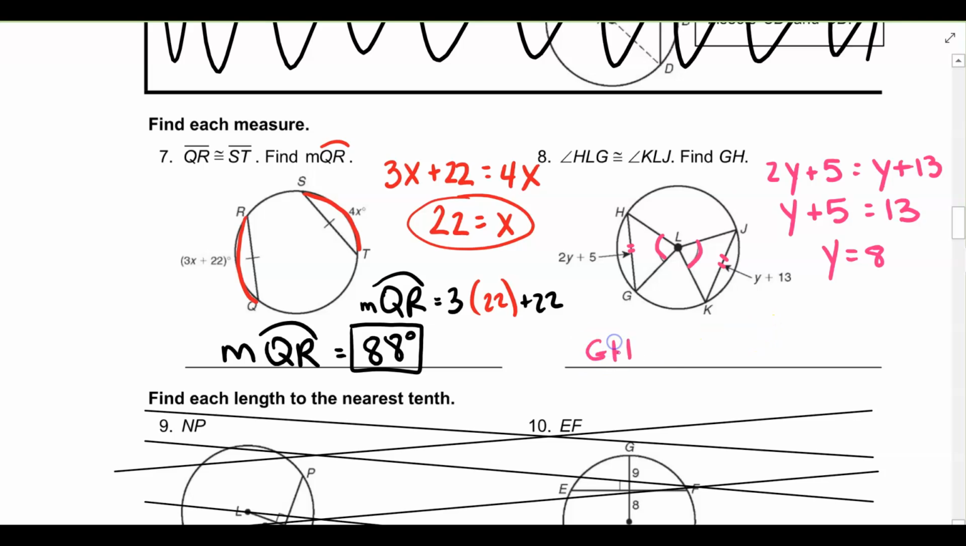And GH is equal to 2 times y, which is 8, plus 5. So we have 16 plus 5, 21. Oh, not degrees, just 21. Sorry, angles and arcs are in degrees, that segment measure is not.